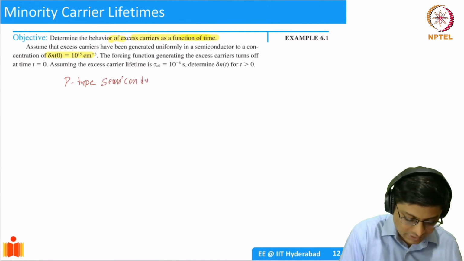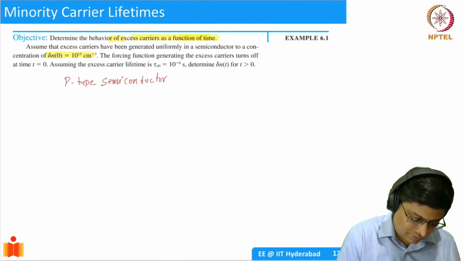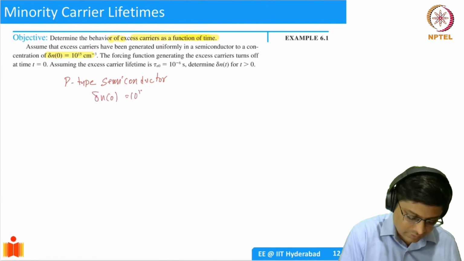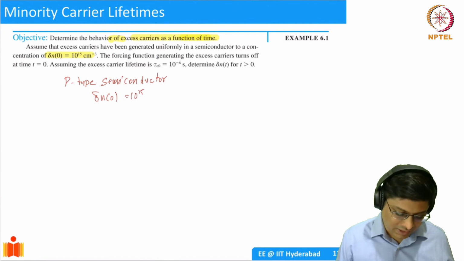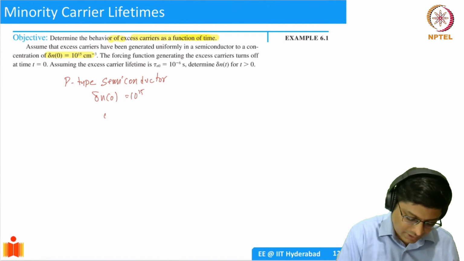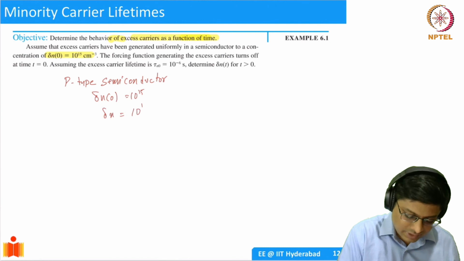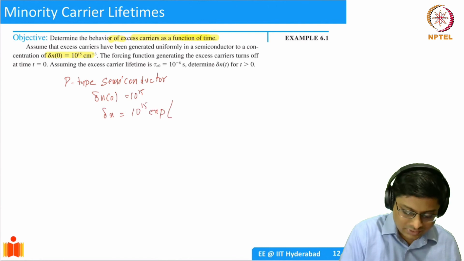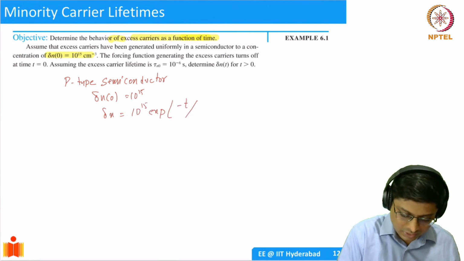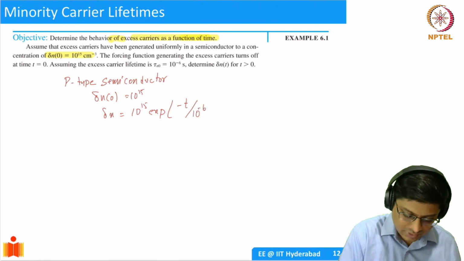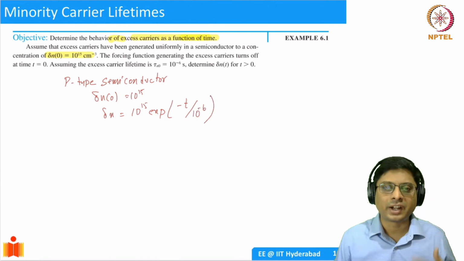So the minority carriers are basically going to be delta n, right? Delta n naught is given to you as 10 power 15. And you're switching off the light. So essentially delta n is going to be 10 power 15 exponential minus t by tau n naught, which is basically 10 power minus 6. This is the time. So please find out what it is.